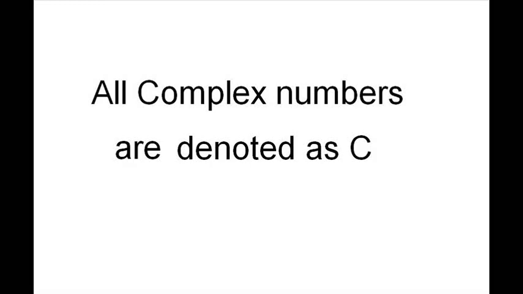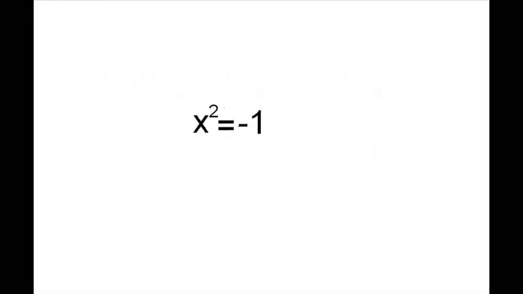So what does this mean? Well, let's take the classic example, x squared equals minus 1. There are no real numbers we can use here to solve this equation. It's basically unsolvable. What do complex numbers give us? They give an extension to the real numbers so that we can now solve this equation.